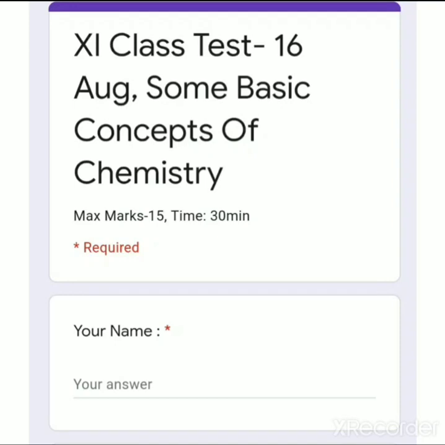Hello students, a class test was conducted on 16 August on the chapter Some Basic Concepts of Chemistry. So let us discuss the question answers which were shared in the class test.